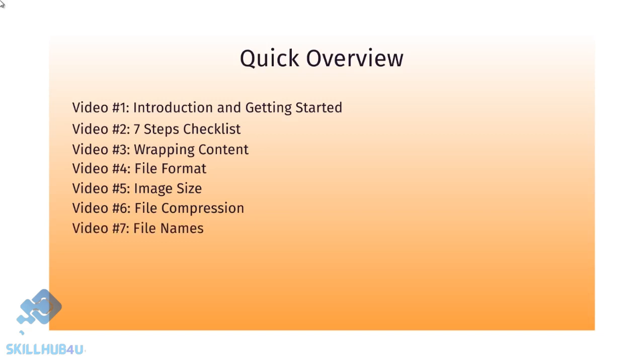In video number 7, we'll talk about file names and why that's important. In video number 8, we'll talk about alt tags, which appear in the source code of your website, and which also tell Google what your image is all about. So there are a lot of different variables here, and a lot of times most people just focus on video 8, which is the alt tag. As you can see, it's much more than that.